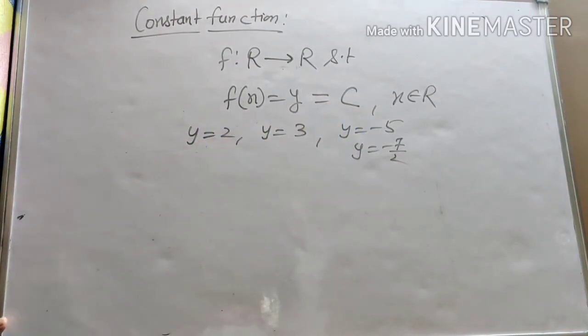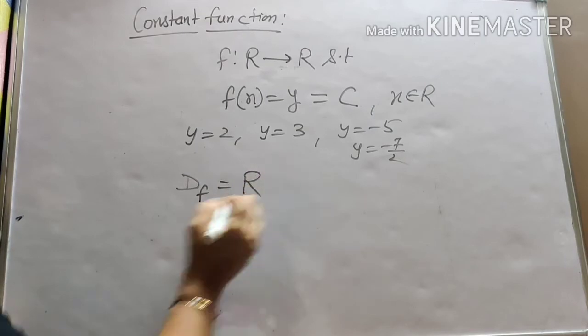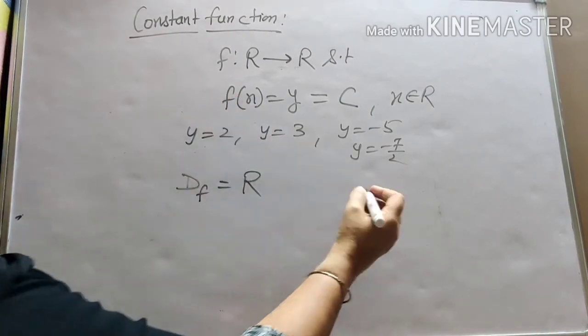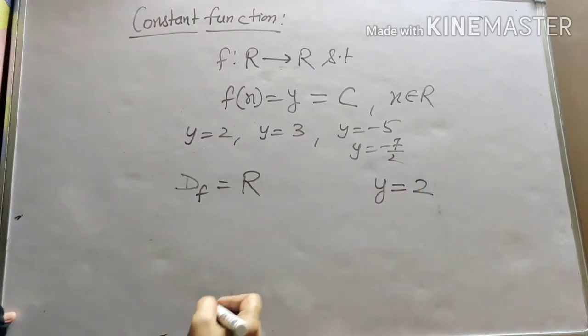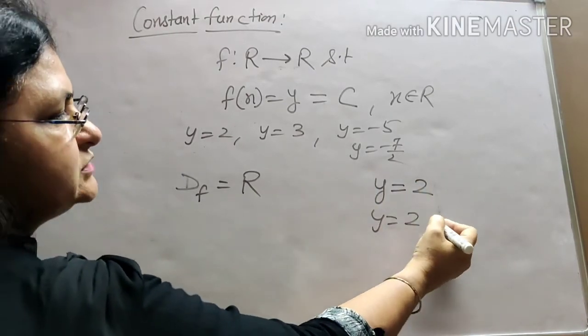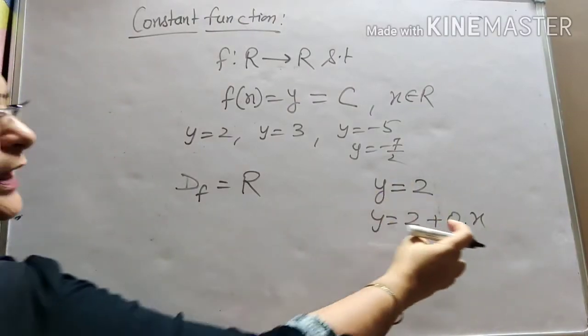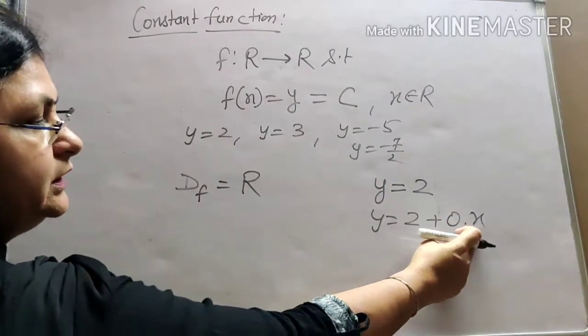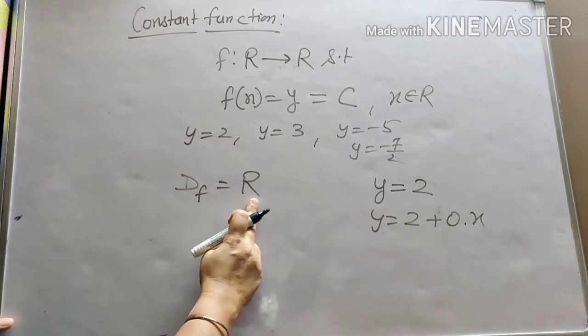Now, what is the domain of a constant function? The domain of a constant function is all real numbers. For example, if y is equal to 2, we can write it as y equal to 2 plus 0 into x. Now, x can be any real number. So, the domain of the function is all real numbers.